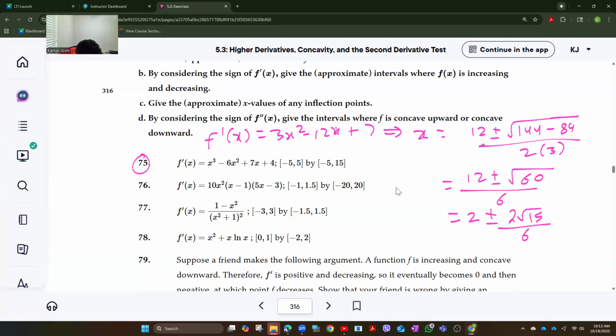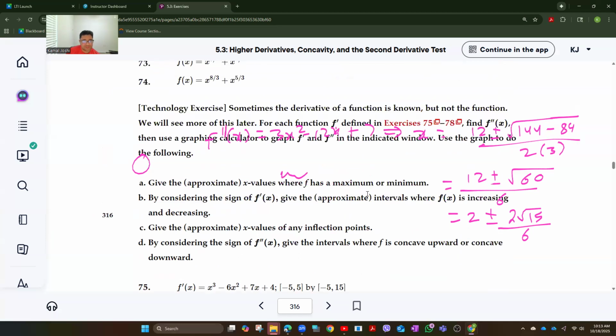Oh, that was f prime of x. I'm sorry. I have to find f double prime of x. My bad, my bad. What I wrote here is f double prime. Anyway, now both the points, the x values, are between minus 5 and 5. Okay, that's fine. But what about the y values?